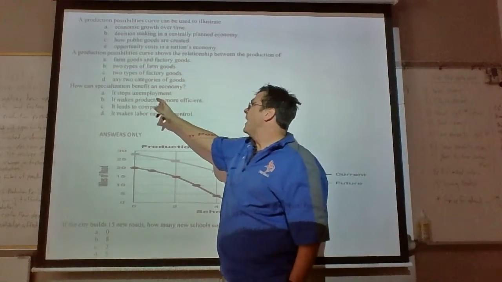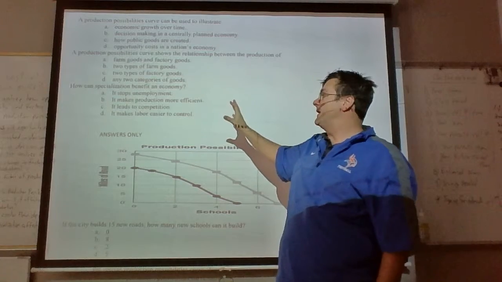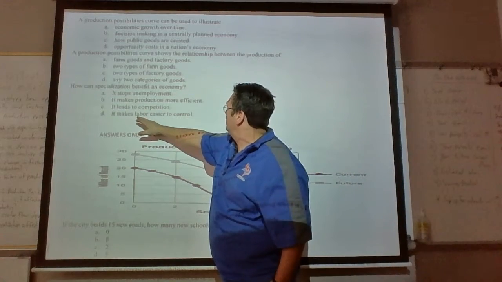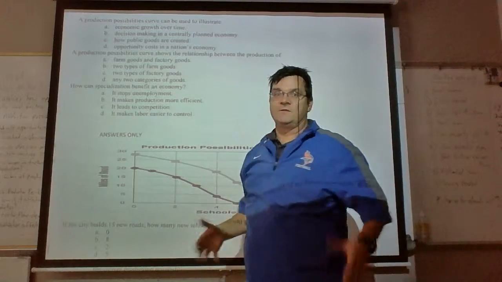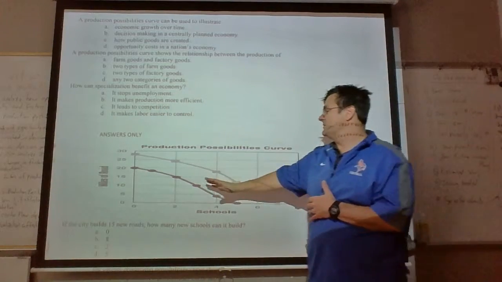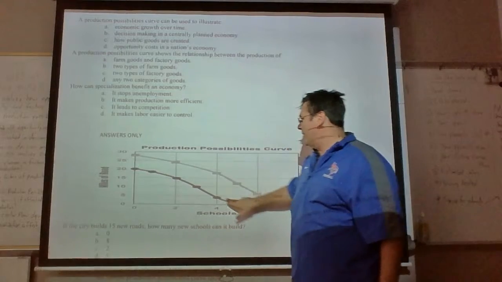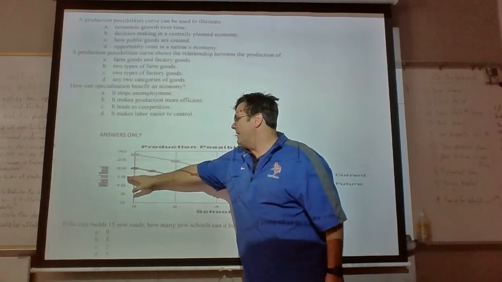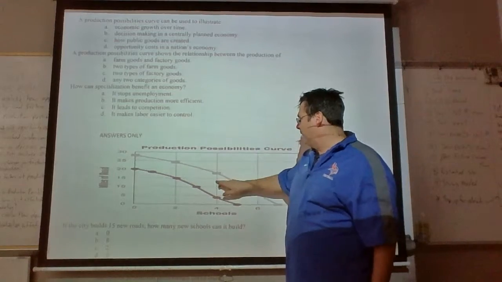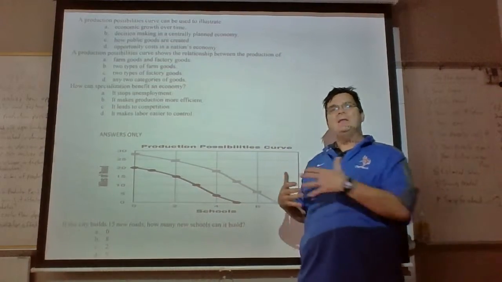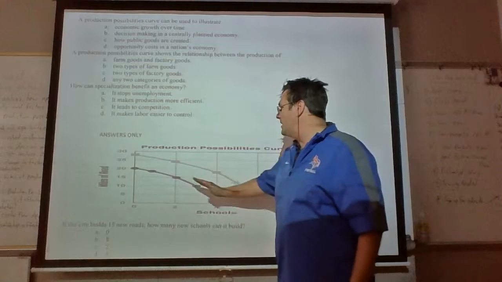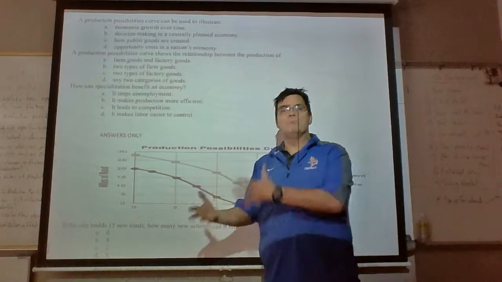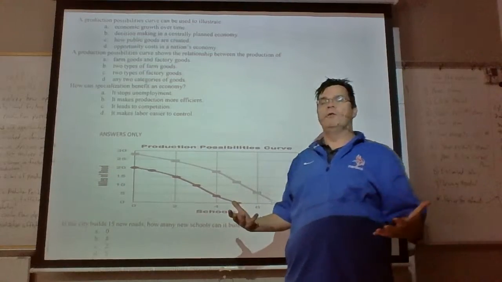Question 3 on the bell work. How can specialization benefit an economy? All right? The answer is it makes production more efficient. All right? Here's where we're getting into this. Remember we said if this is the curve we have, this is all impossible. According to this curve, you can't make 15 miles of road and 4 schools. It's outside the possibilities unless you move the curve. If you can get this curve shifted over, you increase the production all over the place.